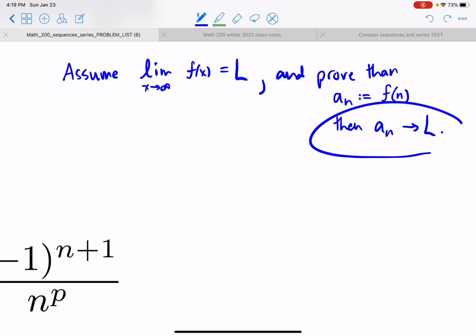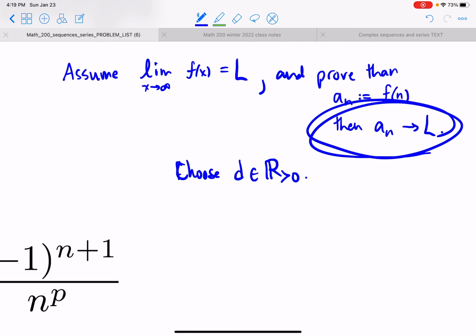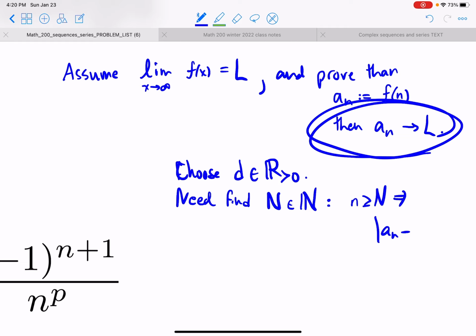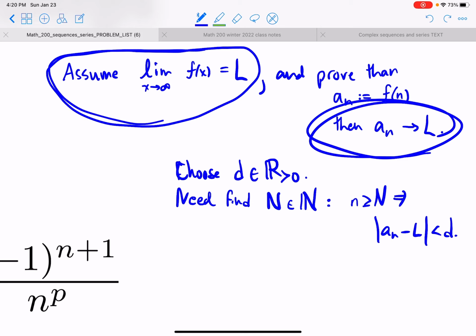Well, every time we prove convergence, we start by saying choose a positive number D, find a capital N such that past that cutoff implies that a sub n minus L is less than D. That's what we need to do. Our proof starts, for any convergence, the same way every time. Okay, so choose this D. Now, how are we going to find this capital N? Well, we have to use what we assumed to be true. Our assumption is that this holds.